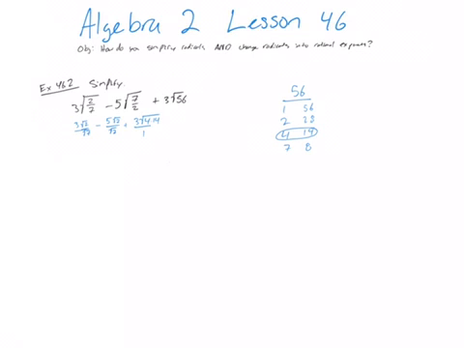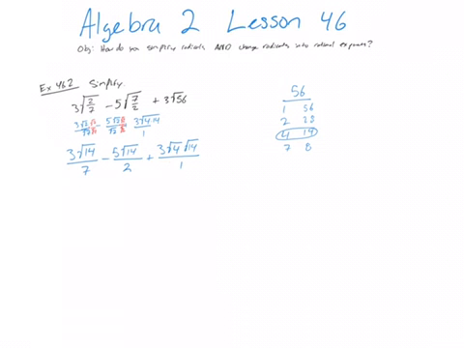This one, I'm going to multiply by the square root of 7 over the square root of 7 to rationalize the denominator. This one I multiply by the square root of 2 over the square root of 2. And the last one I'm going to separate. So this is going to come out to be, write this a little bigger, 3 square roots of 14 over 7 minus 5 square roots of 14 over 2 plus 3 square roots of 4 times the square root of 14 over 1.